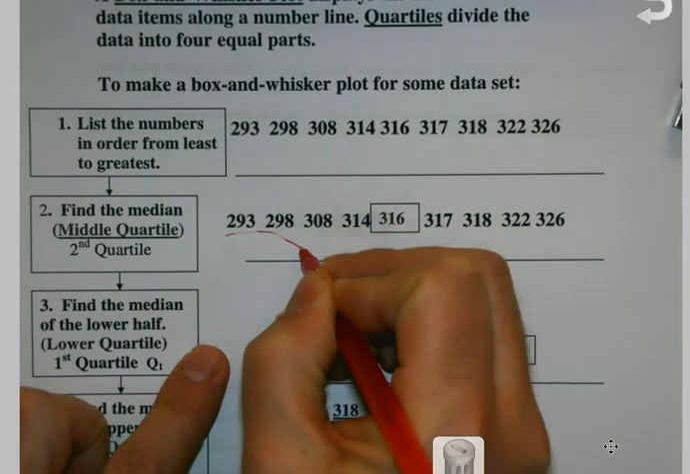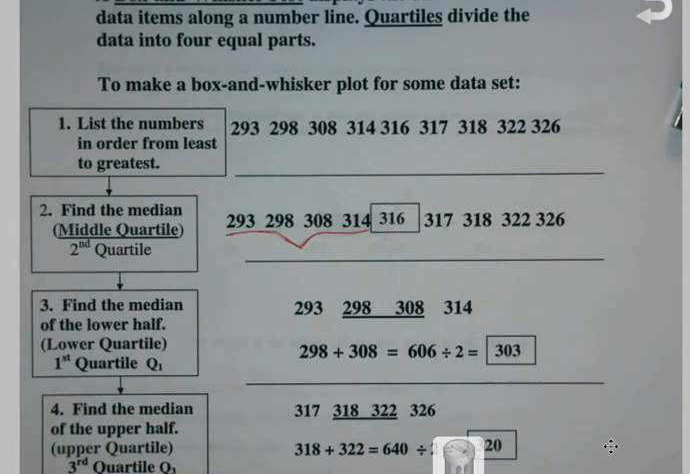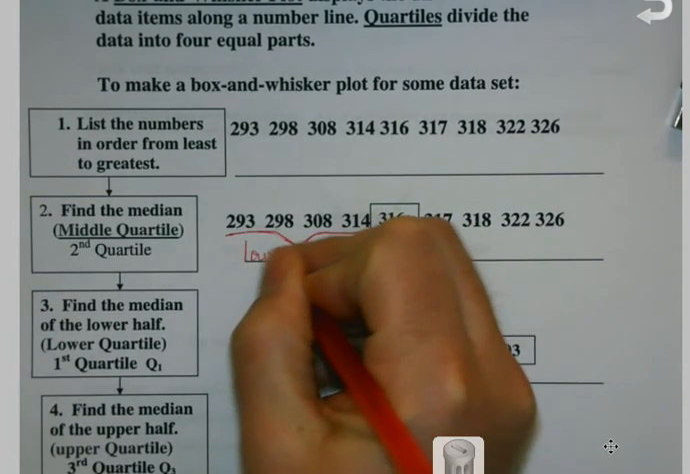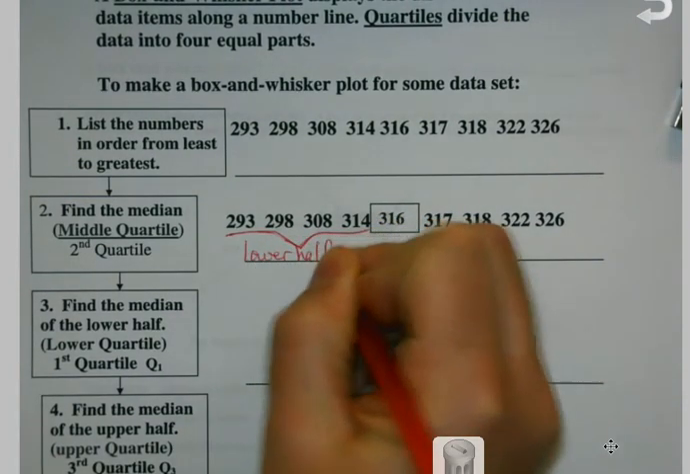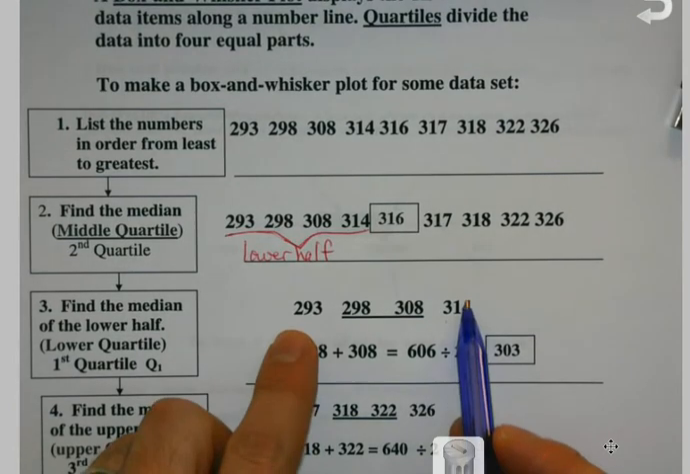Anything that's to the left of my median is what's called the lower half. It's my bottom set of data. So I'm going to take those numbers and I'm going to find their median. So you're like, okay, so I take those numbers and I find the one in the middle.